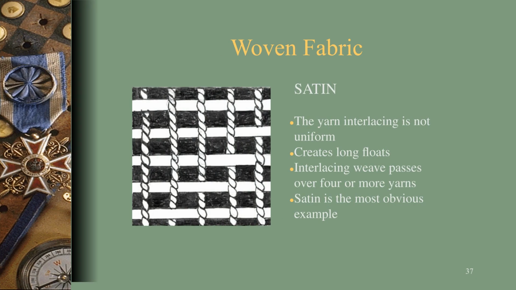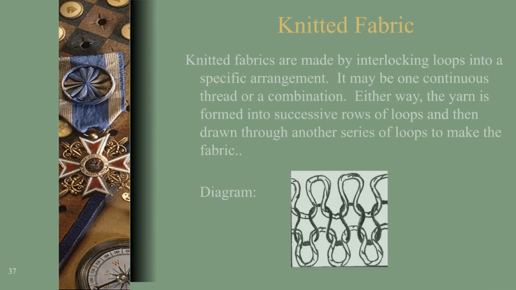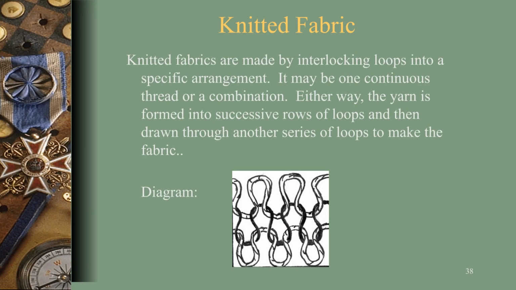Satin weaves use non-uniform interlacing, where a yarn passes over 4 or more others. This creates long floats in the fabric structure, and satin is the most common example of this type. Knitted fabrics are made by interlocking loops of 1 or more continuous threads. Rows of loops are drawn through one another to form the finished material.